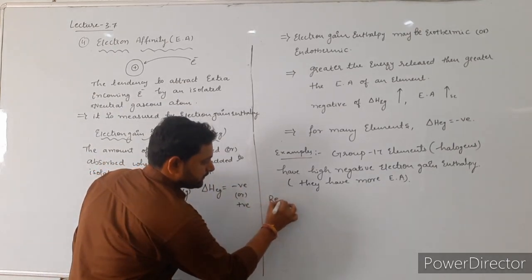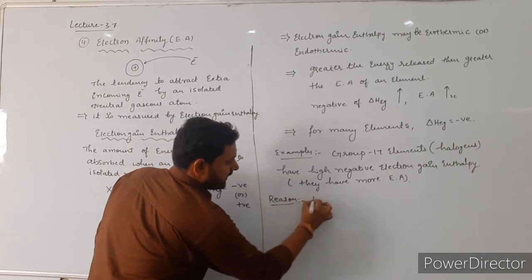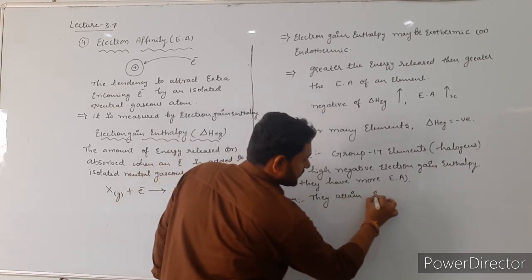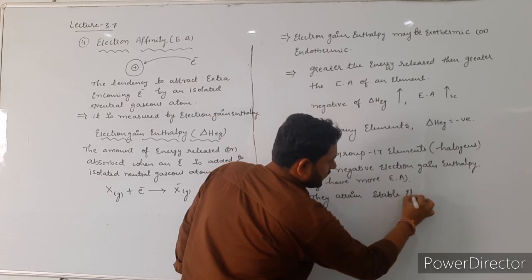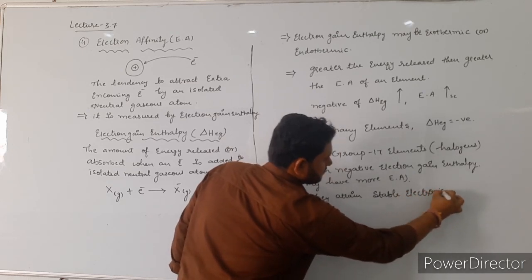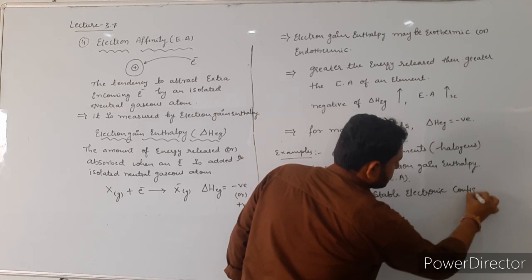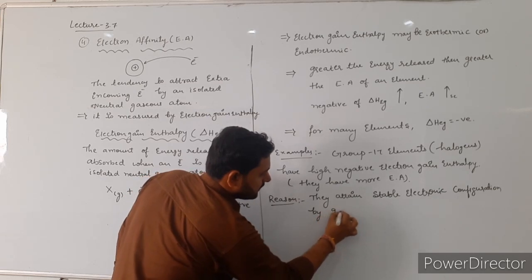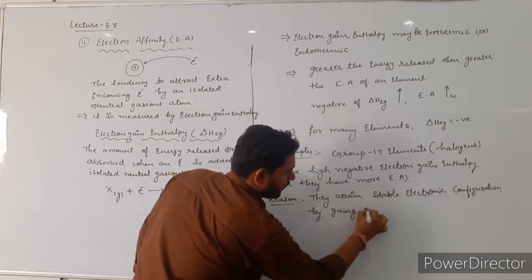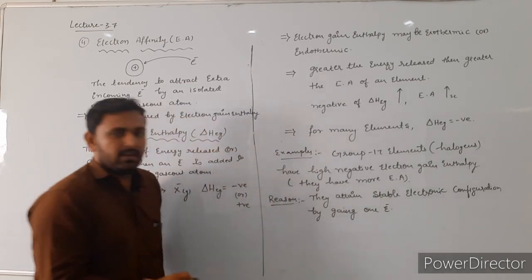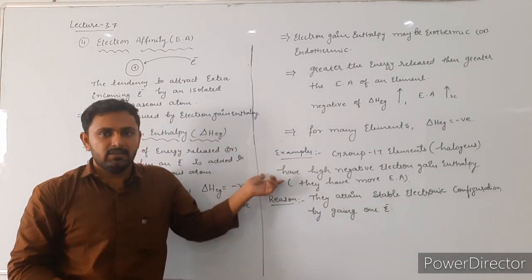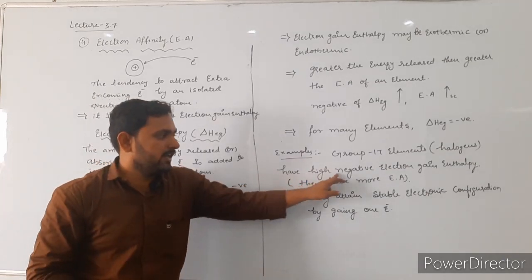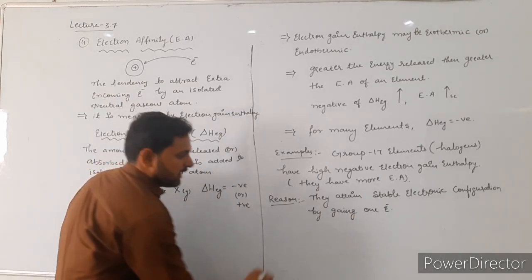The reason is they attain stable electronic configuration by gaining one electron. Just by gaining one electron, the halogen elements' electronic configuration becomes stable. That's why they have more negative electron gain enthalpy. Now let us take one example.